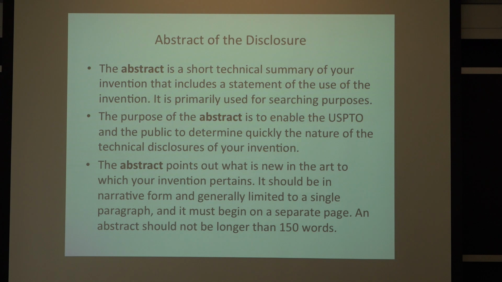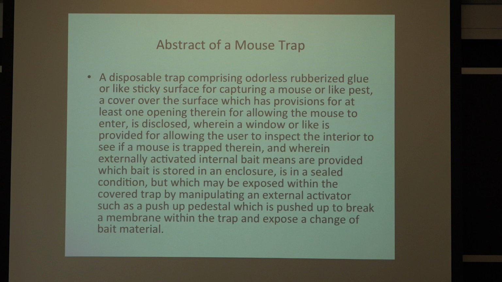When it comes to the provisional application, it has to be on a separate page, and it should be no longer than 150 words, but usually you can do it in a lot less. Here's an abstract for a mousetrap. I've used this example in class a bunch of times, but this is, by the way, an actual abstract from the USPTO for a patent that issued on a mousetrap.